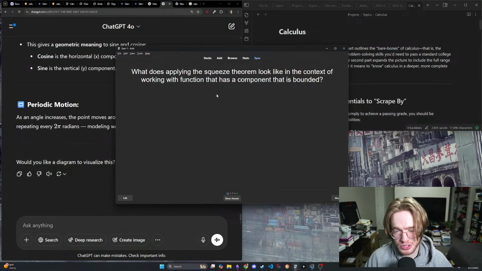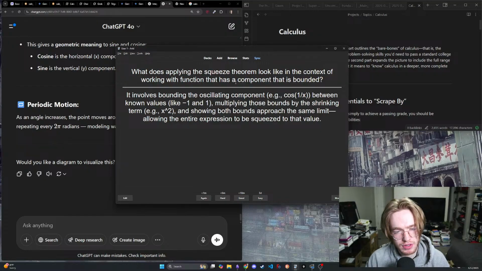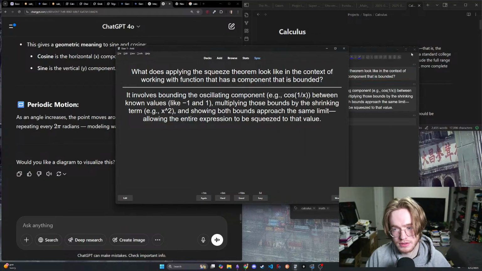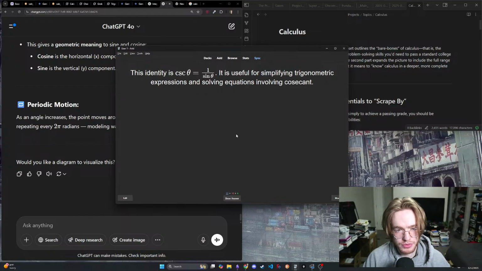What does applying the squeeze theorem look like in the context of working with a function that has a component that is bounded? I feel like oscillating is a better term here. It involves bounding the oscillating component. Okay, I think we'll just run that one through again.